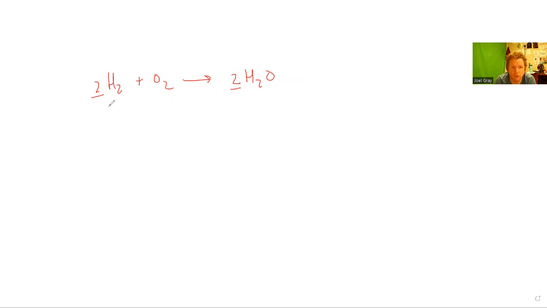For example, 2 moles of H2 relates to 2 moles of H2O. 2 moles of H2 relates to 1 mole of O2. 1 mole of O2 relates to 2 moles of H2O.